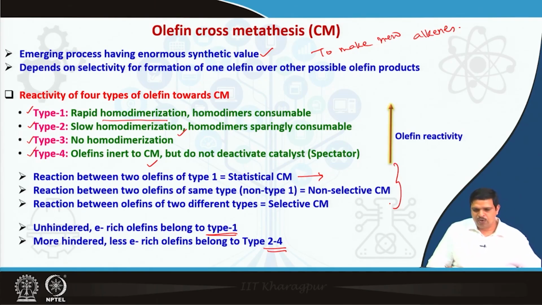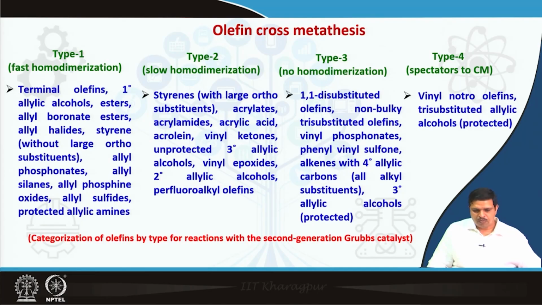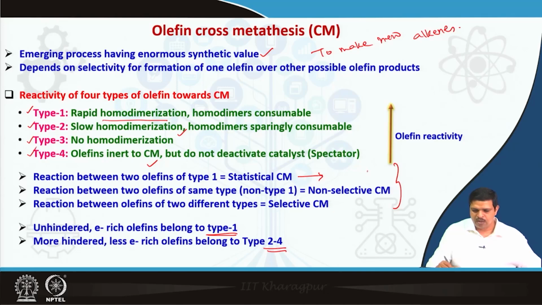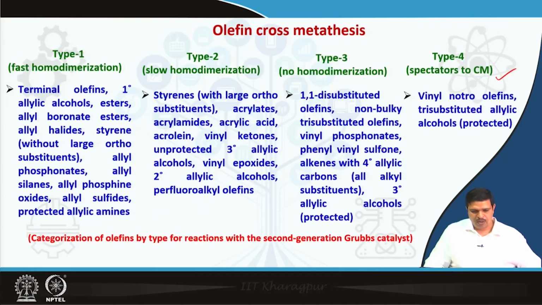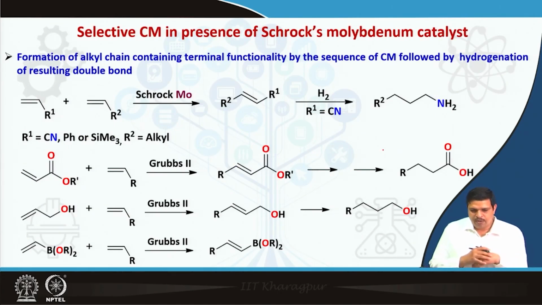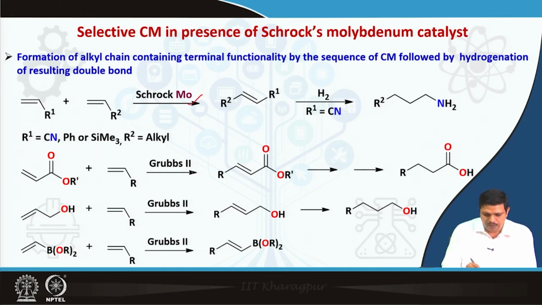So this is a very useful general guideline. This is just for extra knowledge. I have tabulated this one, so this is basically a continuation of the previous one. Here you will see some examples of cross metathesis reactions, and you will see that Schrock molybdenum catalysts or Grubbs 2 catalyst can undergo very efficient cross metathesis reactions.